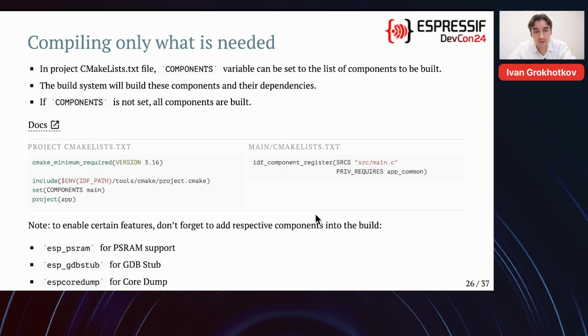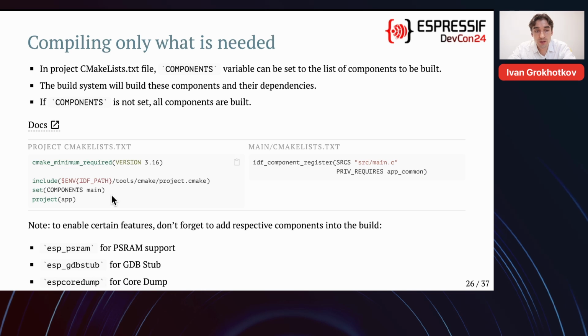There is another caveat here to keep in mind, that certain features require the respective components to be included in the build. And if you follow this approach, then you might not actually have those components in the build by default. For example, if you want to have PSRAM support, you need to make sure that ESP-PSRAM component is included. If you want to use GDB stub, you need to make sure that ESP-GDB stub is included. If you want to use core dump, you need to make sure that ESP core dump is included.